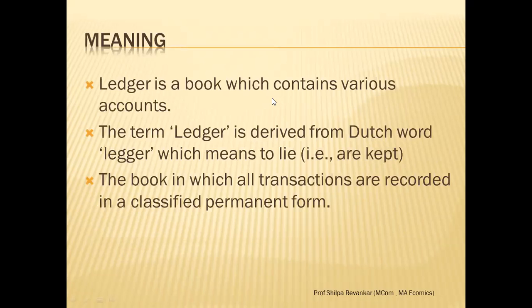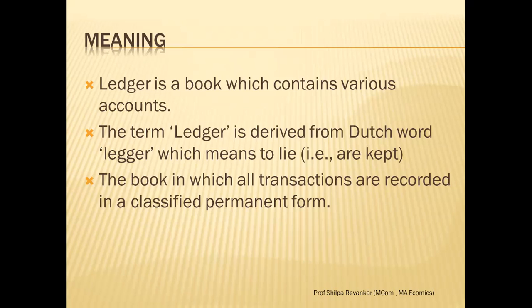So ledger comes from a Dutch word, legger. Legger means where something lies or where something is kept. So a ledger is a book where accounts are kept. Different account heads, say Mr. A, Mr. B, expenses, rent. So individually in that year, whatever payment or receipt has been done has to be written at one place in one particular account. So there may be a cash account or a cash book.